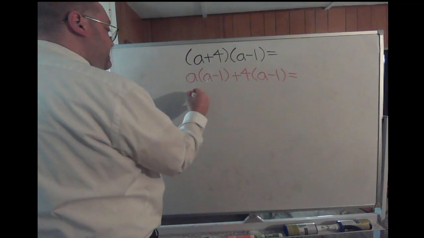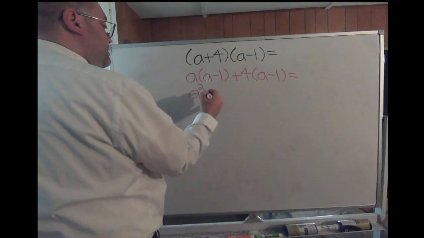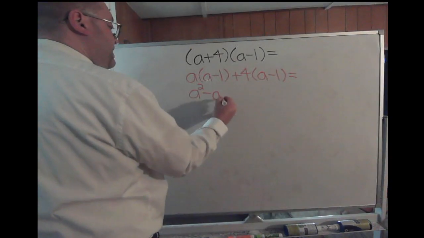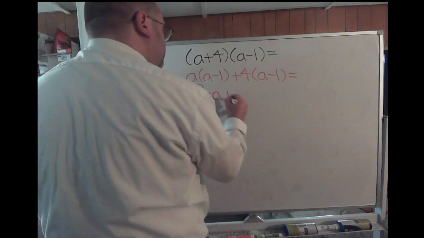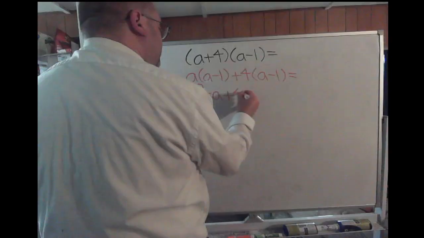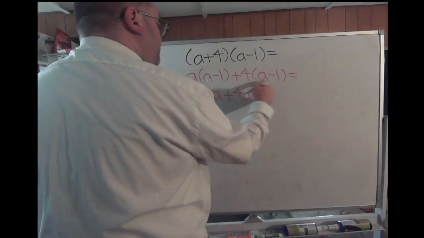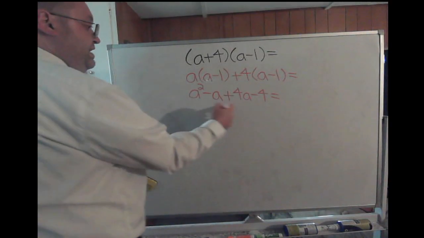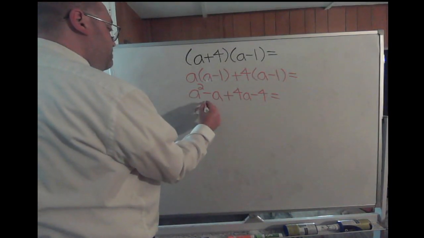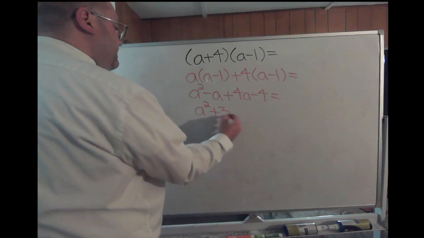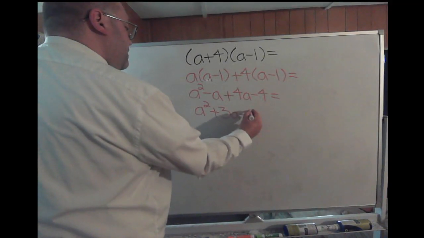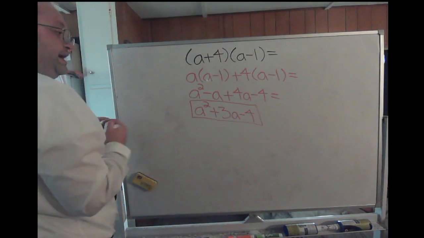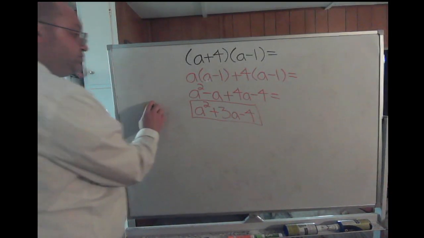A times a, that's a squared. Then you have a times negative 1, that'd be negative a, or minus a. Then you have plus 4 times a, that'd be 4a. Then you have 4 times negative 1, that'd be negative 4. So now you just simplify the negative a plus 4a, you'll get a squared plus 3a minus 4. So the answer you should get is going to be a squared plus 3a minus 4.